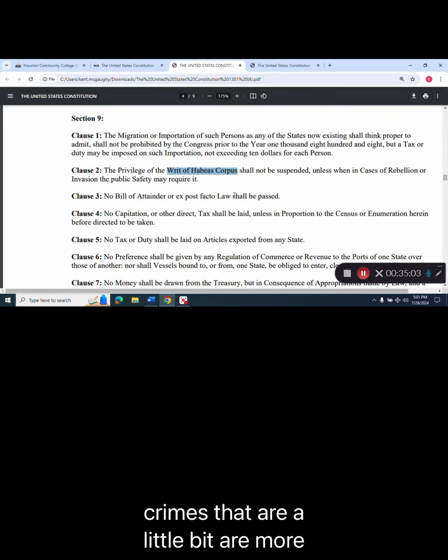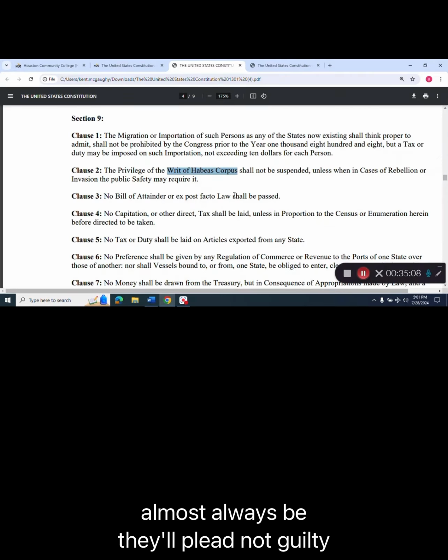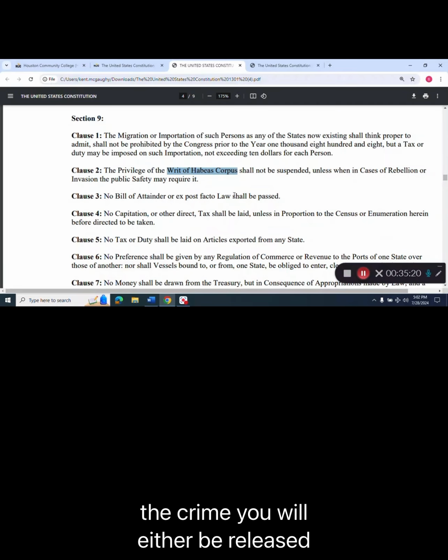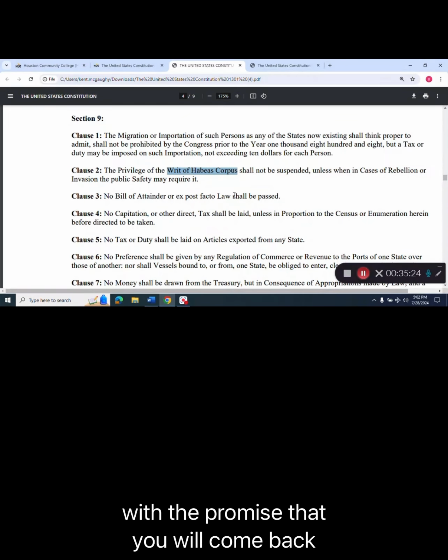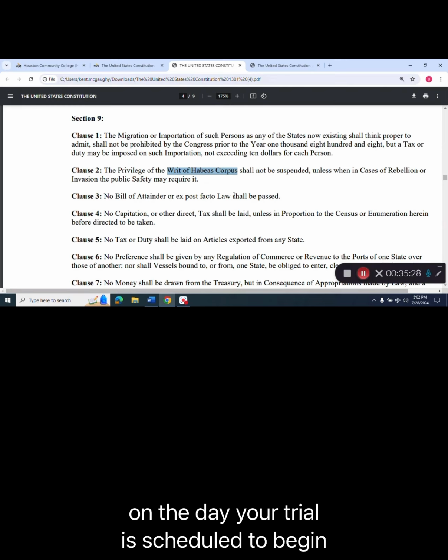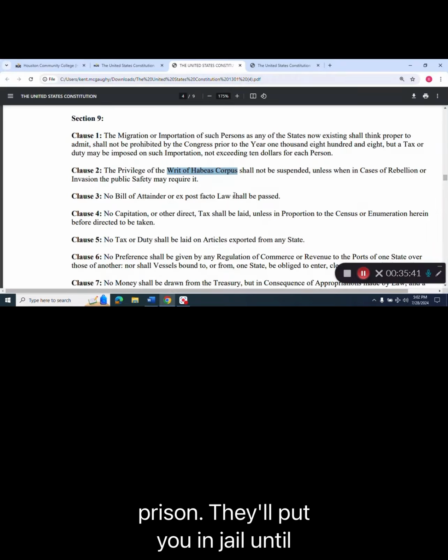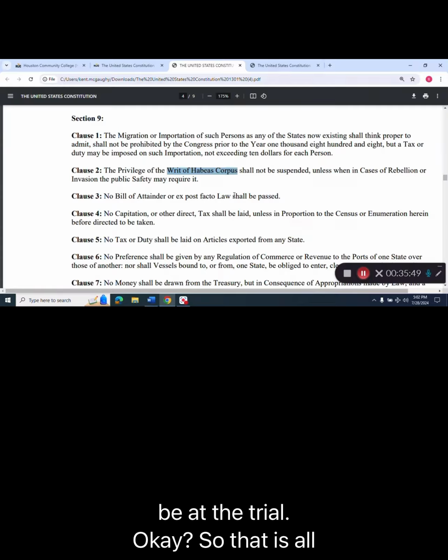Crimes that are more serious in nature, they'll almost always plead not guilty because that's the way to get a trial. So if you plead not guilty, the judge will schedule a trial date. And then depending on the nature of the crime, you will either be released with the promise that you will come back on the day your trial is scheduled to begin. But if there is any reason the judge may have to think you will flee the jurisdiction of the court, then they will keep you in prison. They'll put you in jail until the day your trial date rolls around. That way they can guarantee you'll be at the trial. Okay? So that is all part of the writ of habeas corpus.